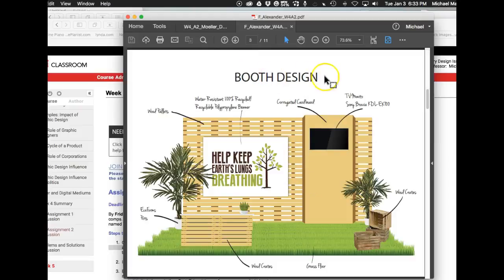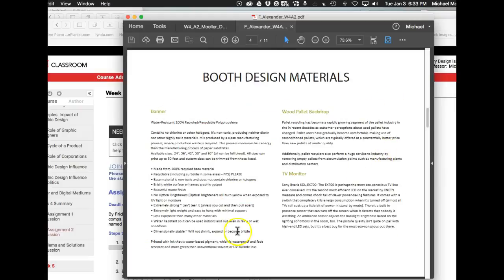The next page gives the booth design. See how, this is what I'm talking about, labeling it. So wood pallets, and then pointing to this, telling what it's made out of, pointing to that, telling what it's made out of. Then the next page is just a complete materials list, providing us with all the information that this particular student has been researching since the first week of the class.